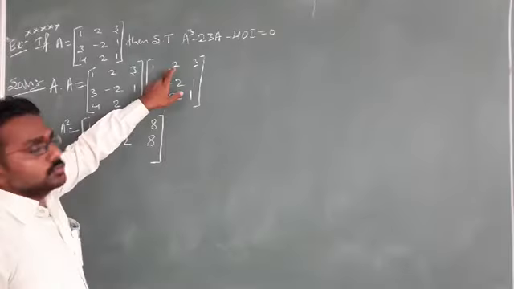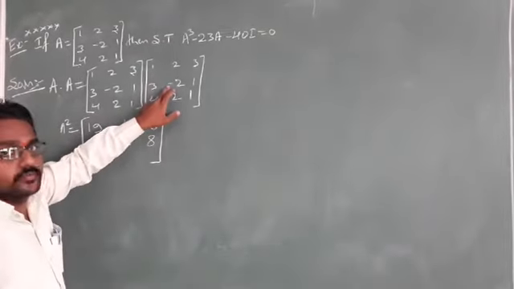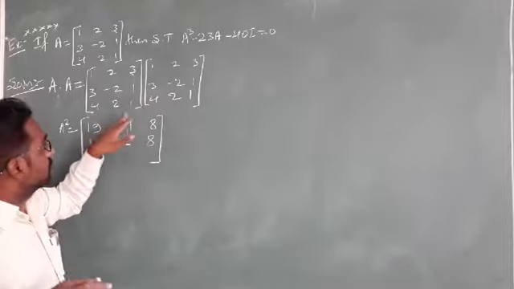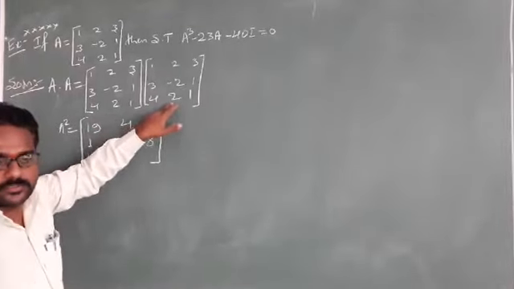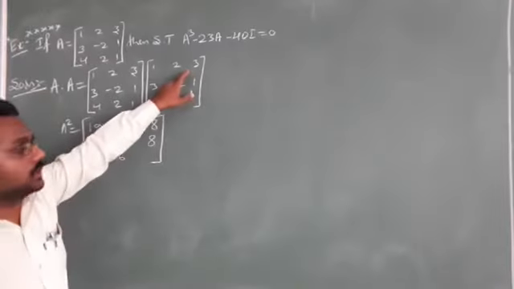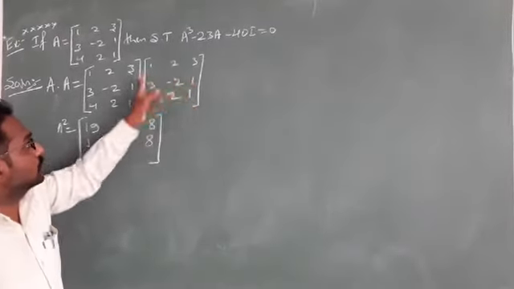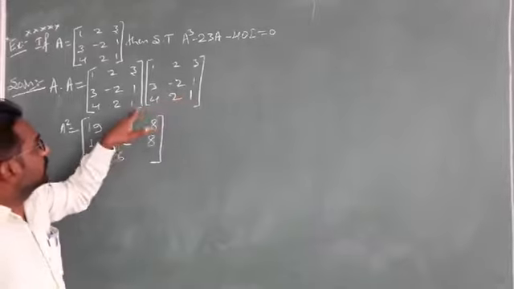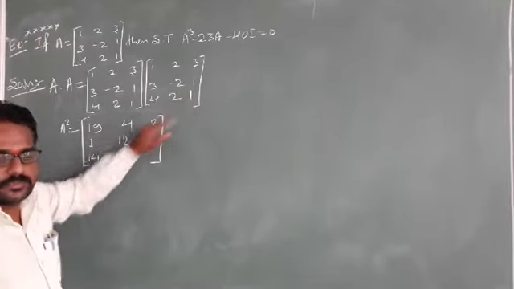Next, 4 into 2, 8. 2 into minus 2, minus 4. 8 minus 4, 4. 1 into 2, 2. 4 plus 2, that is 6. Next, 4 into 3, 12. 2 into 1, 2. 12 plus 2, 14. 1 into 1. So 14 plus 1, that is 15.